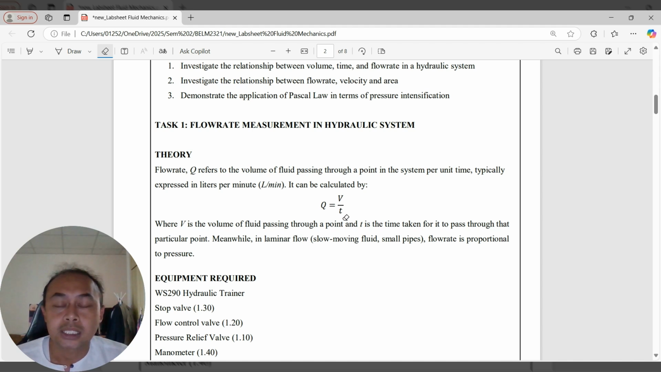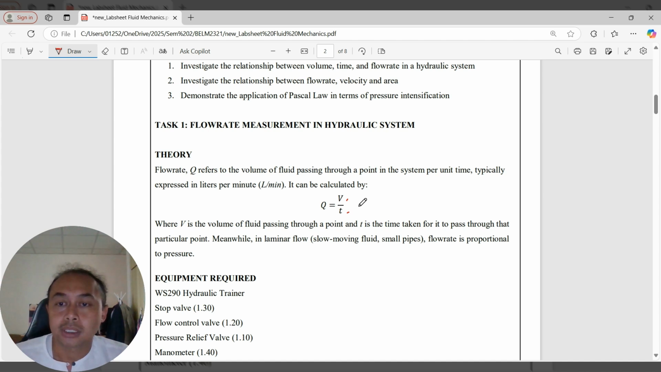Flow rate is actually the amount in terms of volume, for example water, that is passing through a certain point over a period of time. That's why from here you can see the formula is given by volume divided by time. Okay.